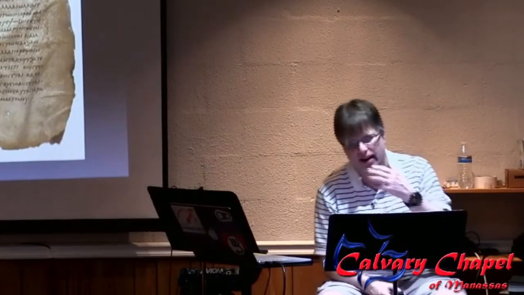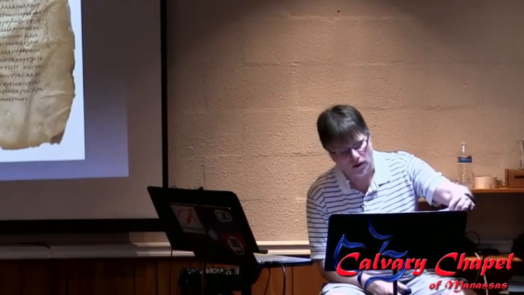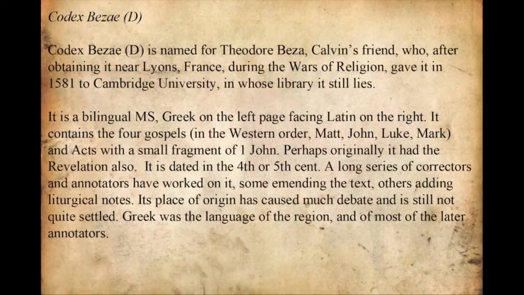Last one we're going to look at tonight, very well-known codex known as Codex Bezae. Codex Bezae, also known as Codex D. Codex Bezae is named for Theodore Bezae, John Calvin's friend, who, after obtaining it near Lyons, France, during the Wars of Religion, gave it in 1581 to Cambridge University, in whose library it still lies.